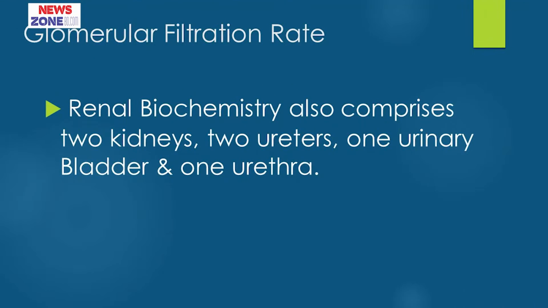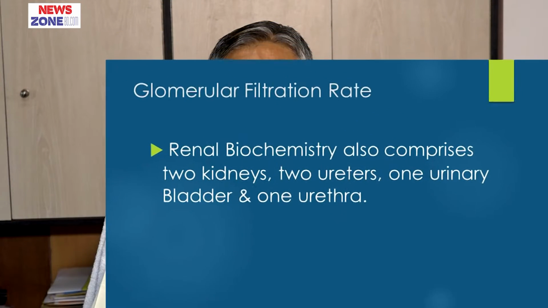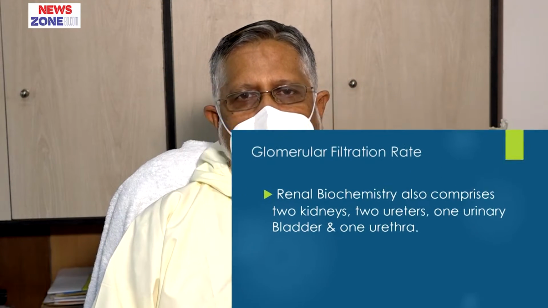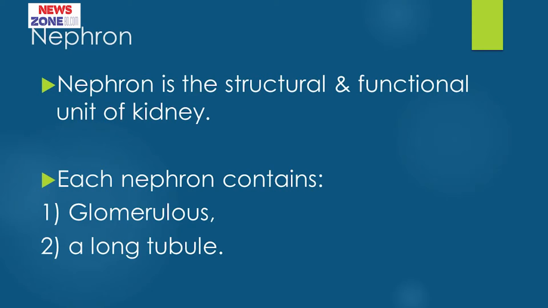Today we shall discuss the glomerular filtration rate, which is the beginning chapter of renal biochemistry. Before we discuss glomerular filtration rate, we should say a few words about related anatomy. Renal anatomy comprises two kidneys, two ureters, one urinary bladder, and one urethra. The nephron is the structural and functional unit of the kidney.